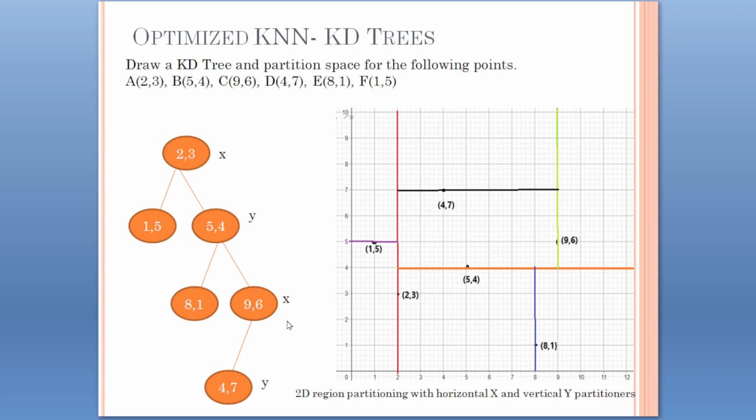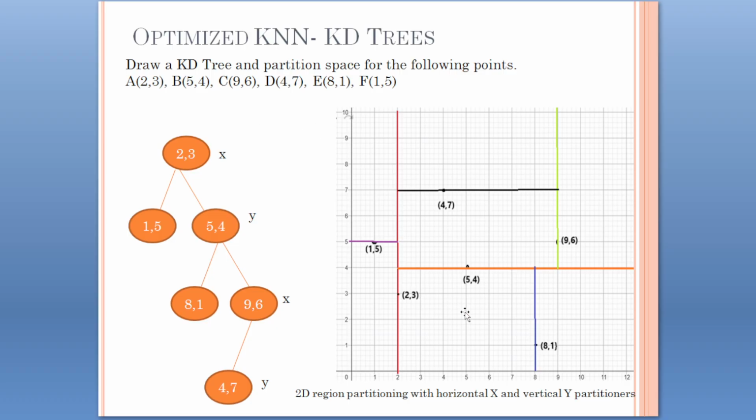Now let us see how we draw 2D region partitioning for the following points. So here at the bottom we have the x-axis. On the vertical side we have y-axis. First point is 2, 3. So we find this point 2, 3 and draw this vertical line to make the two partitions. Next point is B, 5, comma 4. So this is x 5 and this is y 4. So this point is 5, comma 4. So we draw a horizontal line, because we already have drawn one vertical line, then another is a horizontal line.